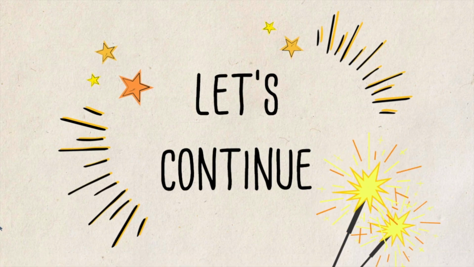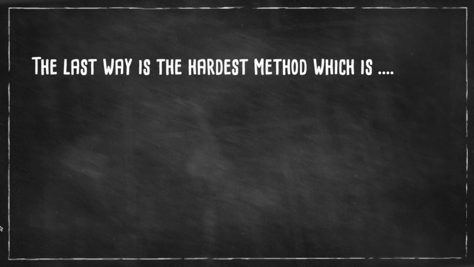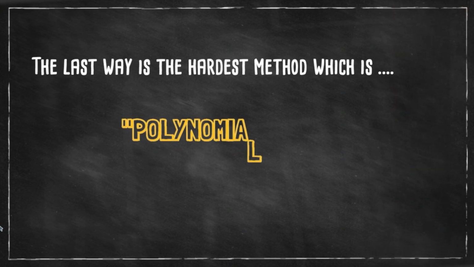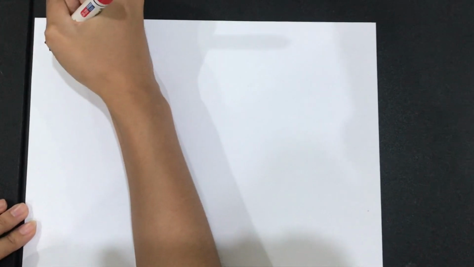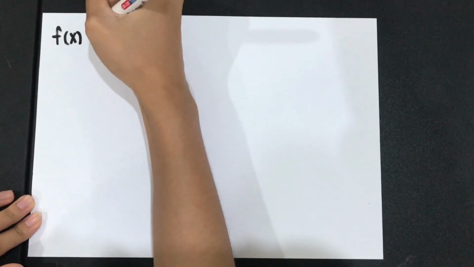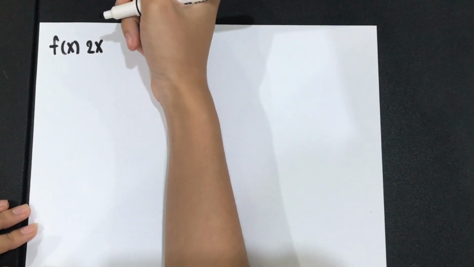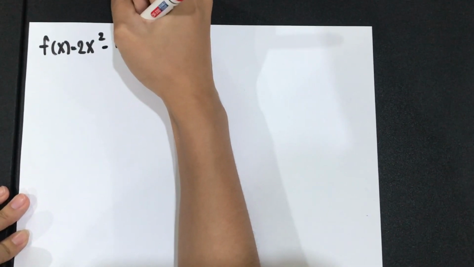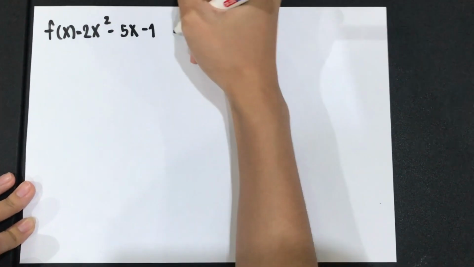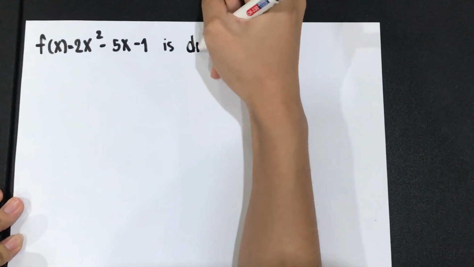Let's continue. The last way is the hardest method, which is polynomial long division. Okay, so we use the same example as the second method, which is f of x equals 2x squared minus 5x minus 1 is divided by x minus 3.